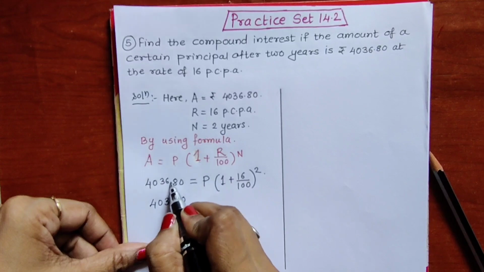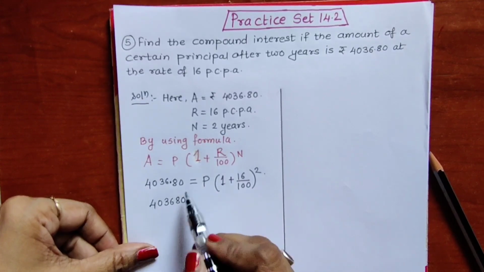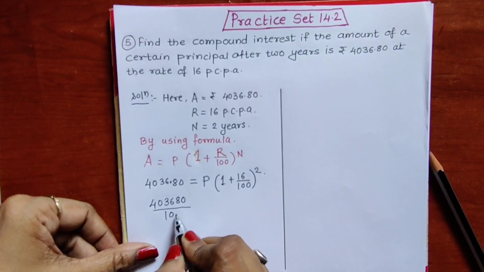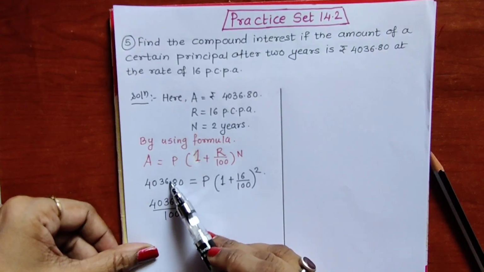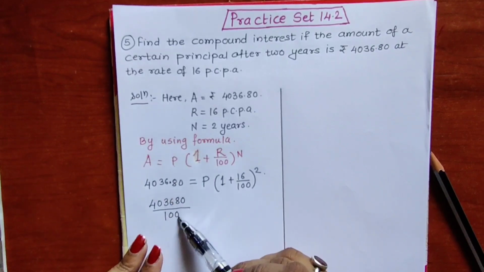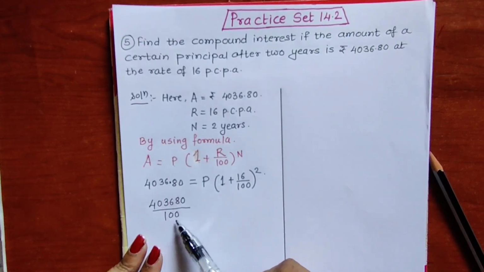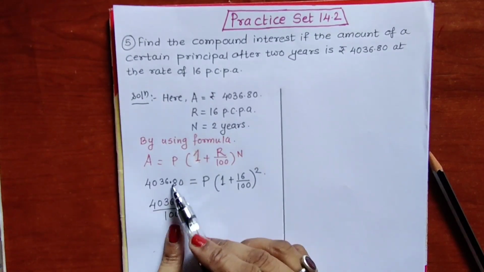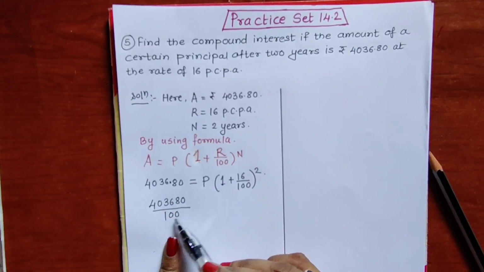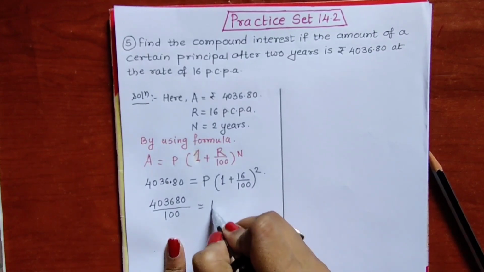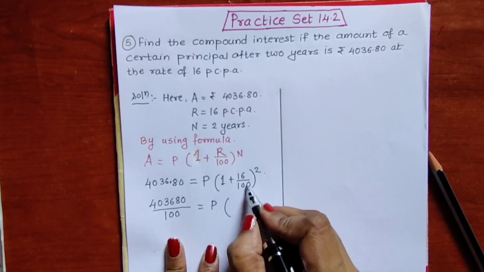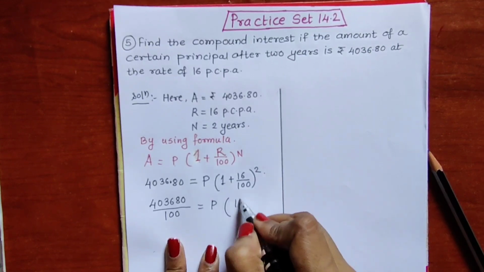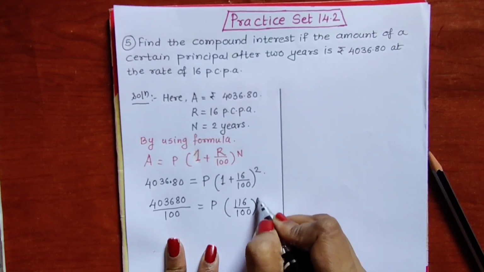Now again I will be writing 403680. I am removing this decimal point from the number, so I have to write 100 in the denominator, because after decimal point 2 digits are there, so I will be writing 2 zeros after 1 in the denominator. P, 16 into 1 into 100 is 100, 16 ones are 16, so 116 upon 100 square.